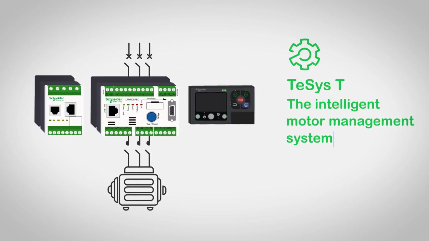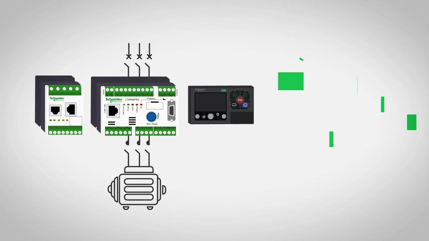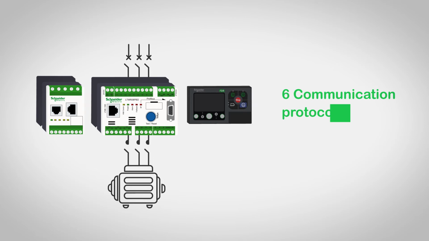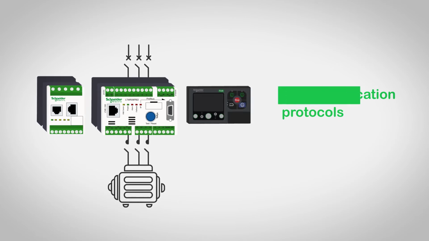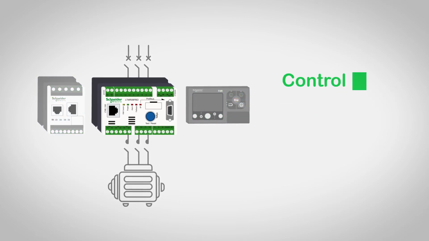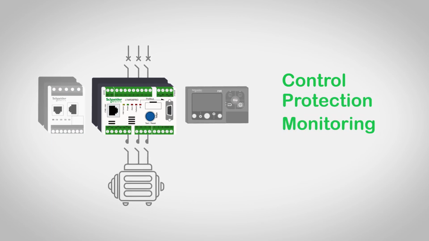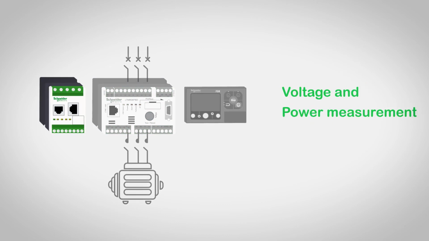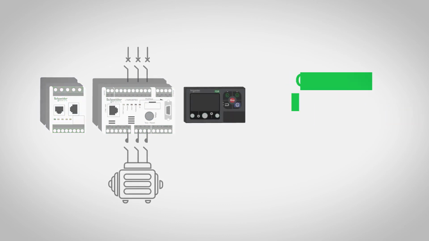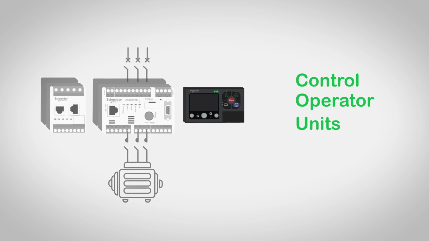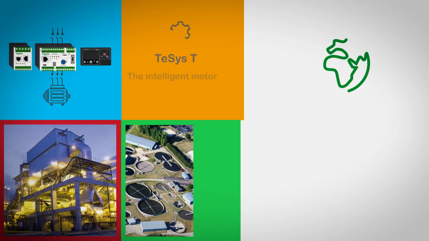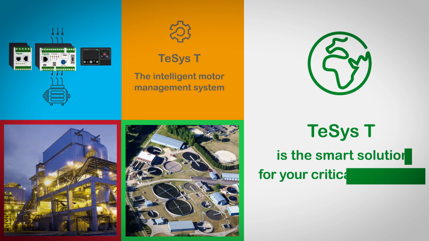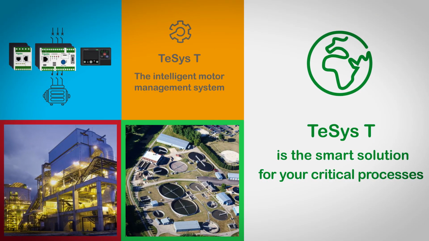LTMCUF is part of TeSys T, the intelligent motor management system. Compact, open and flexible, natively communicating on 6 communication protocols. TeSys T consists of a controller relay for control, protection and monitoring, an expansion module for voltage and power measurement, and control operator units such as LTMCU or LTMCUF. Deployed worldwide successfully in thousands of plants, TeSys T is the smart solution for your critical processes.